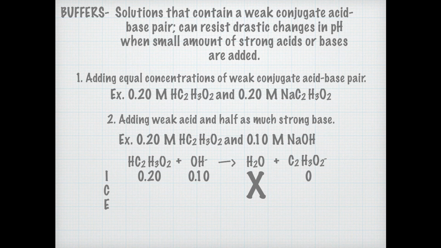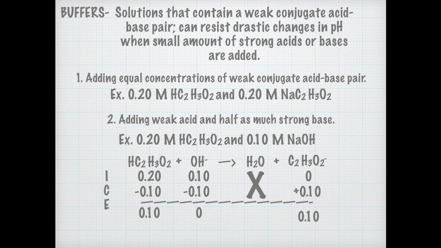So because I am reacting a strong base with a weak acid, notice my arrow is not a double arrow. This is going to go to completion since sodium hydroxide is a strong base. So the change, my X, I already know right now. It's going to be 0.1. So I'm going to have minus 0.10, minus 0.10, and then I'm going to add 0.10 to my acetate ion. So at equilibrium, or at the end, technically it's equilibrium still, I would have 0.10 molar of my weak acid, no hydroxide, and 0.10 molar of its weak conjugate base.